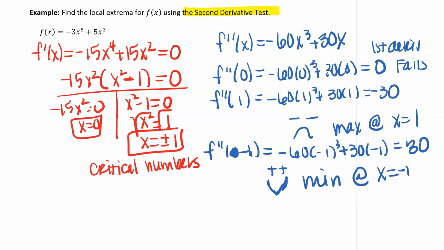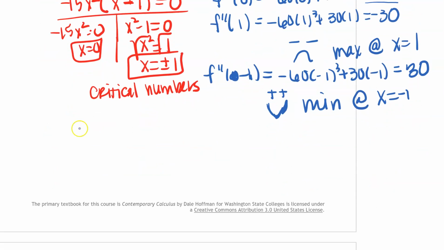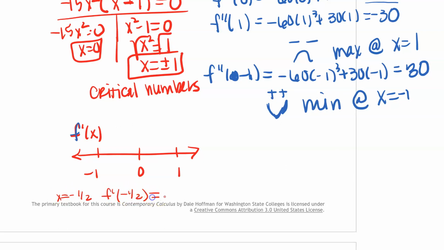Now, we know what's going on at negative 1 and 1, but because this asks us to find all the local extrema and the second derivative test fails on 0, I'm going to have to do some first derivative work here. So I'm going to draw my number line. Let me move right back over to red. And I'm just going to check what's going on at 0, but I am going to have the boundaries of negative 1 and 1 because I don't want to pick numbers too large. If I pick, say, x to be negative 1/2, f prime of negative 1/2 is equal to 45 over 16, so I get a positive value here.